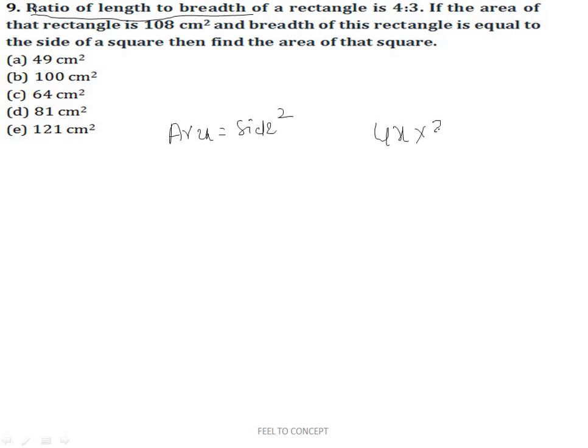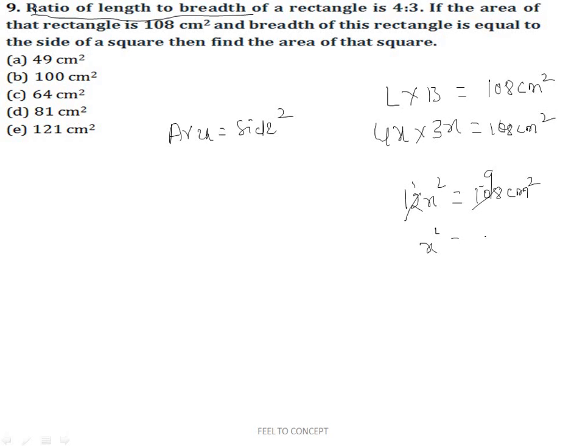There should be 4x into 3x. Length into breadth equal to area 108 cm square. 4 into 3 is 12x square equal to 108 cm square. 12 nines are 108, so x square equal to 9. X equal to 3. Length equal to 12 cm and breadth equal to 9 cm.